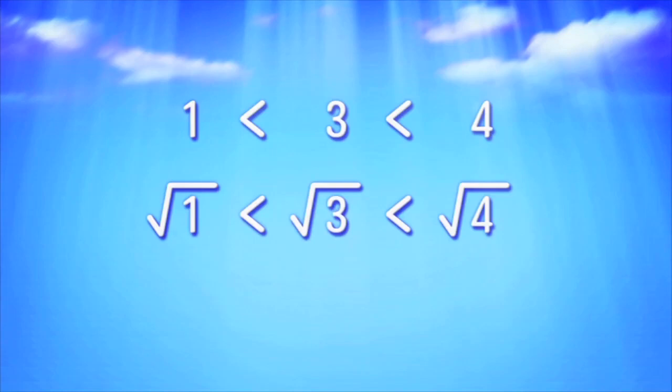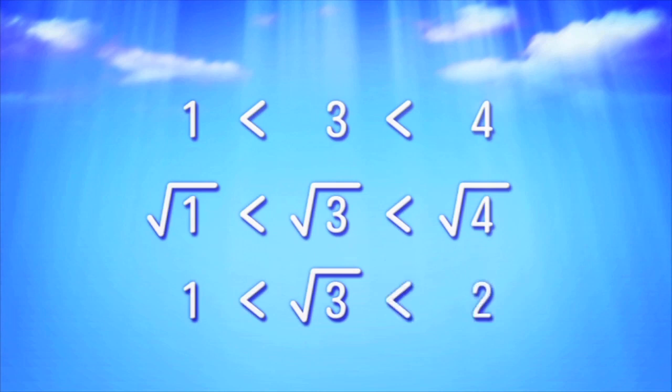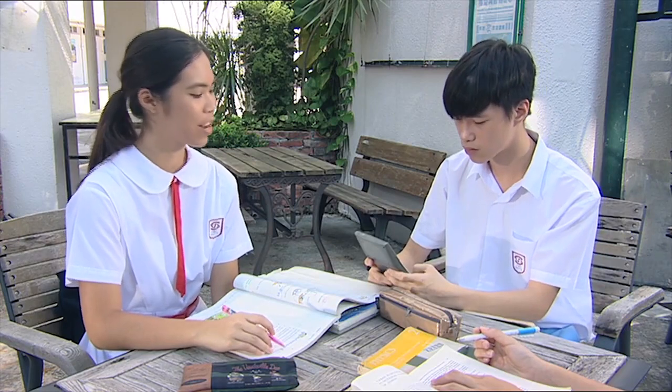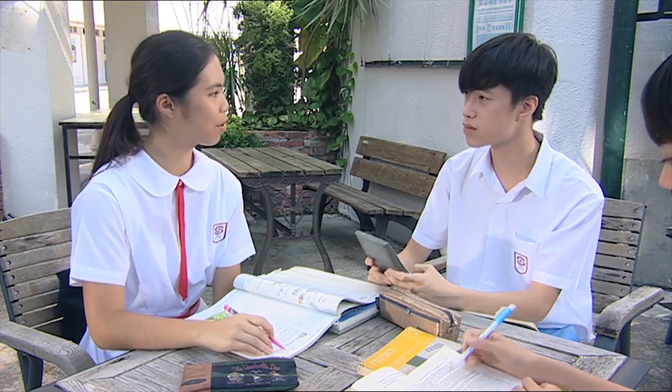Well, 3 is larger than 1, but smaller than 4. Hence, 3 is between 1 and 4. Square root of 3 should be between square root of 1 and square root of 4. That means square root of 3 should be between 1 and 2. So you'll probably have pressed 6 instead of 3. Now can you try it again to find out what is square root of 3?